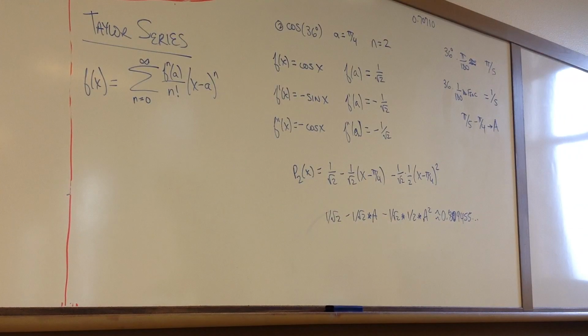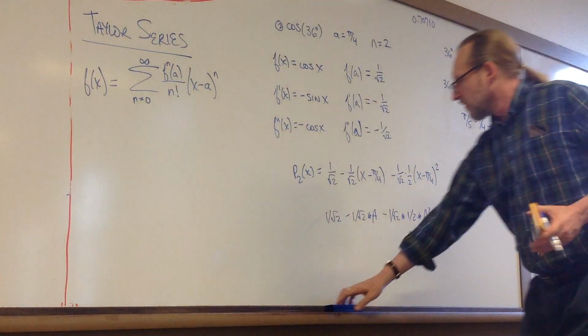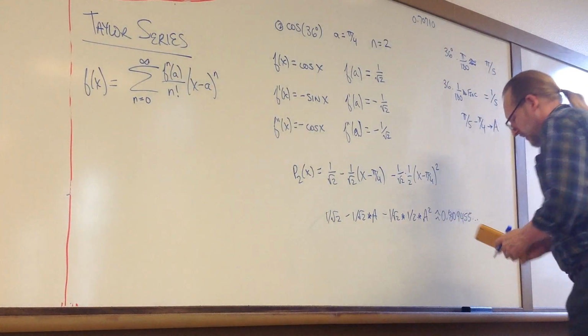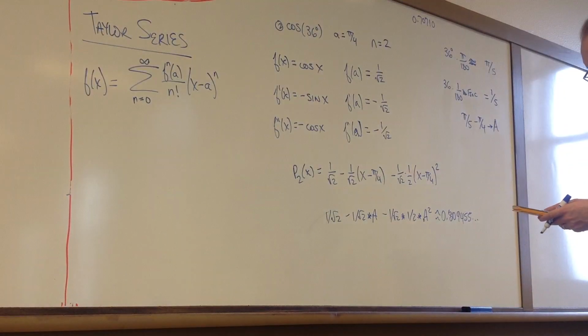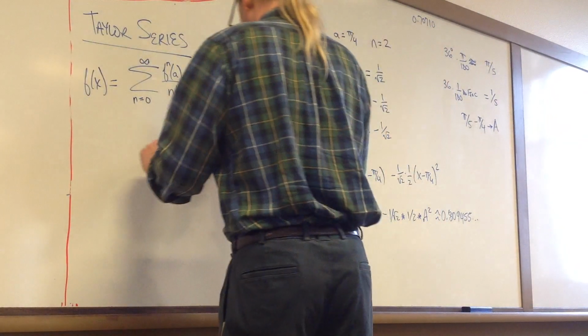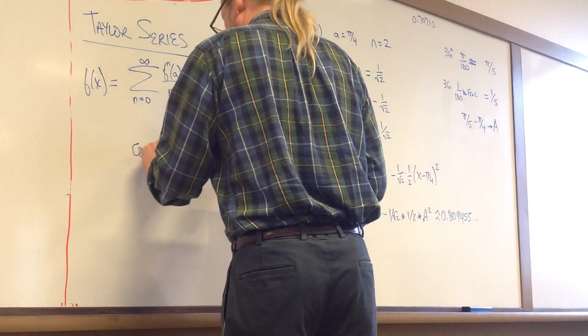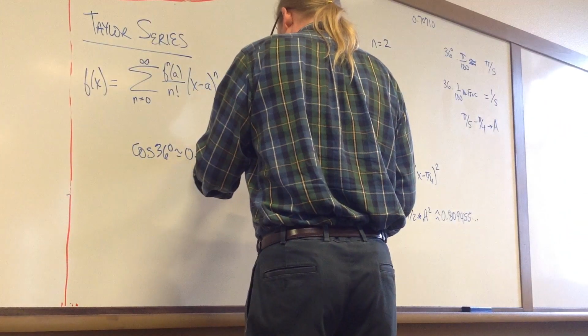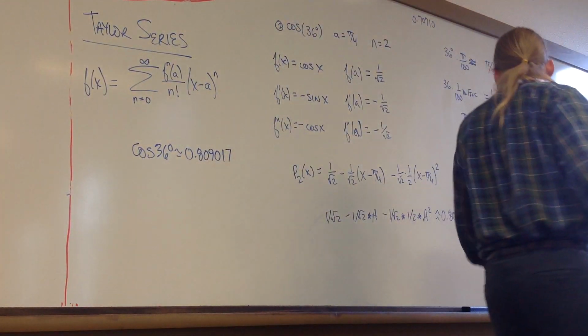And we don't really, I'm not asking you to find the error or to see how close your approximation is. But if you go in and you find cosine of pi over 5, then that's 0.809017. So we've got a pretty good approximation.